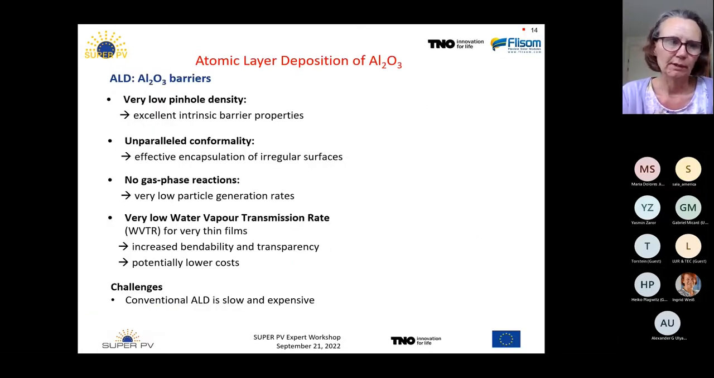Back to these aluminum oxide barriers, they act as a very, very good barrier. This is because they have a very low pinhole density, because, as I said, the whole surface is covered. The conformality ensures effective encapsulation or covering of irregular surfaces. And the fact that there is no reaction in the gas phase means that the particle generation rates are very low. The water vapor transmission rates of these closed layers are very low, even for thin films, so thin layers.